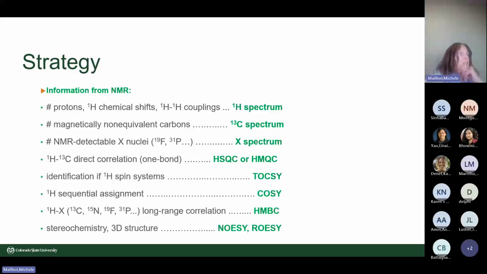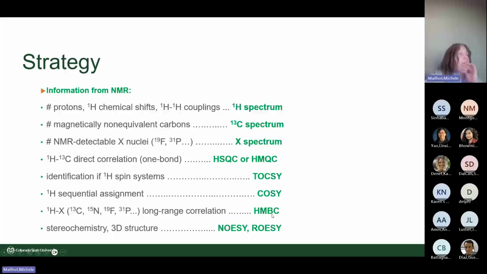The strategy is that you would do your protons first, and then your carbon spectrum, and then any other nuclei that could possibly be in your compound: phosphorus, chlorine, nitrogen, any of those techniques. Then you would do 2D spectroscopy: an HSQC and/or an HMQC, a TOCSY, which is a proton correlation experiment, and a COSY, which is a 2D proton correlation experiment. They're slightly different. I'll explain that later.